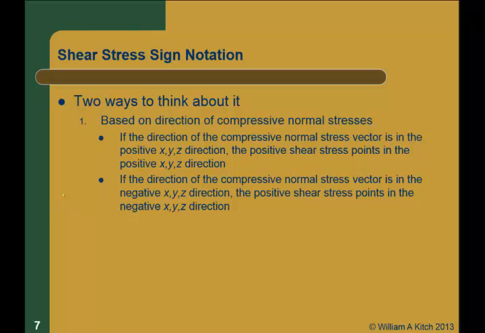If the direction of the compressive normal vector is in the positive x, y, or z direction, that means it's a positive plane, right? Then the positive shear stresses point in the positive directions. If the direction of the compressive stress vector is in the negative x, y, z direction, then the positive shear stresses are in a negative direction. Or the way I like to think of it, it's a positive plane, which we define. Everybody kind of got that down.